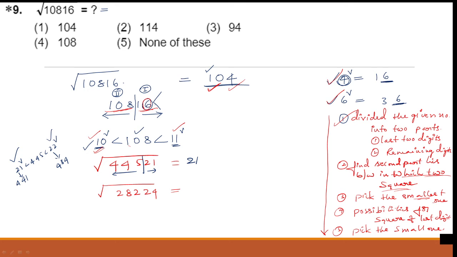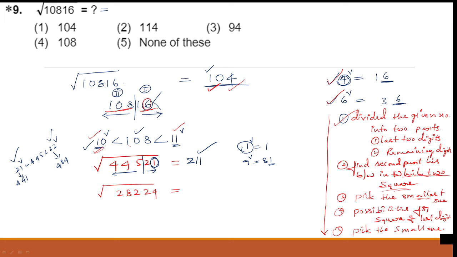Now comes to the ones place. What are the possibilities for 1? 1 square will give 1. In the case of 9 square also we get 1, but we need to take the smallest one, that is 1. So the answer is 211.